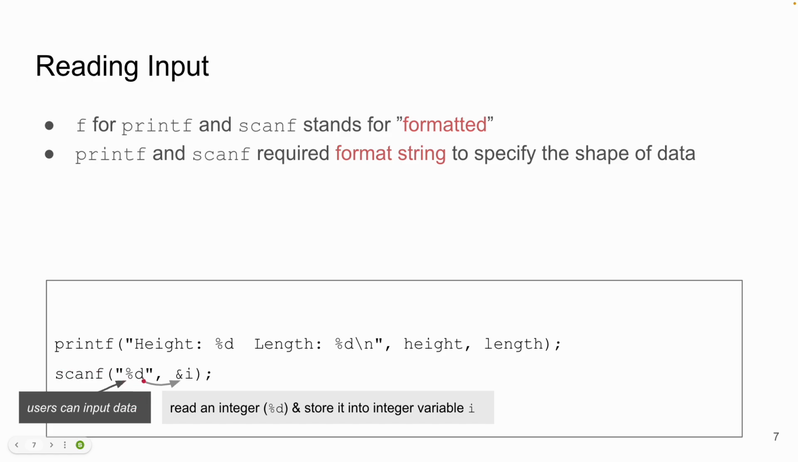And then after that, what the scanf will do is to read this integer data and store the read data into the integer variable I. So that is why we put I here, so I is the name of the integer variable.